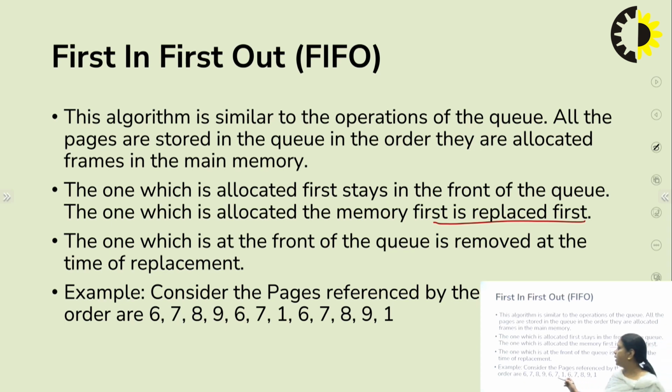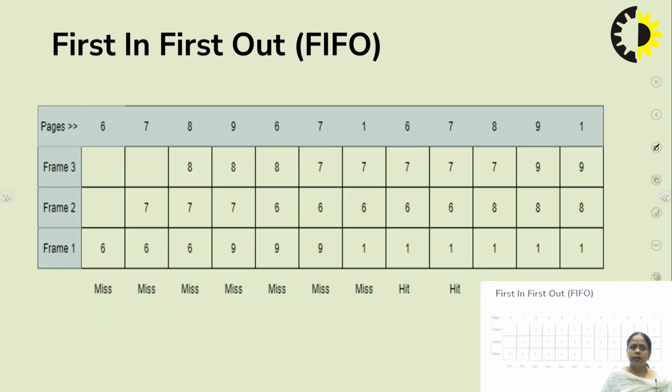So we will see with the help of a particular string example. This is the string. We will see how this algorithm works here. In this example, we have 3 frames, frame 1, 2 and 3, and this is the string we have. Now how will this page replacement algorithm work? Firstly, we have 3 empty frames. The first element is 6. When 6 comes, frame 1 will be filled, but this is known as a miss because we don't have page 6 in the main memory at this time.